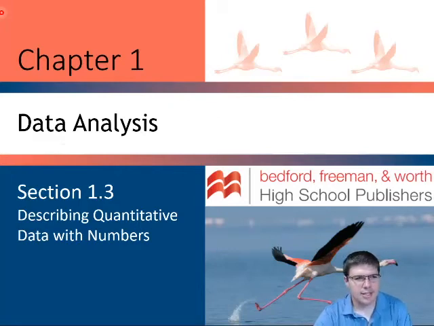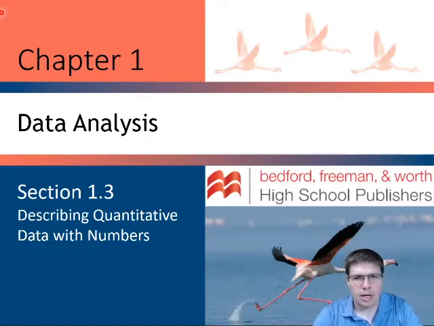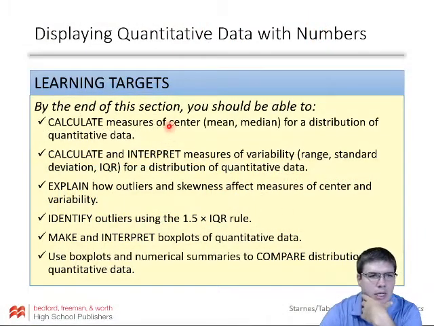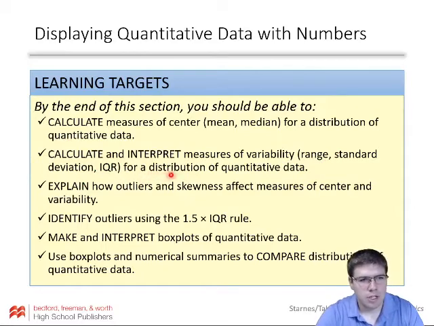Hey, AP Statistics. Today we're going to get into section 1.3, describing quantitative data with numbers. So these are our summary statistics. By the end of this section, you should be able to calculate the measures of center, mean and median, being what we're going to focus on, for a distribution of quantitative data. Calculate and interpret the measures of variability, range, standard deviation, and IQR for a distribution of quantitative data, and explain how outliers and skewness affect the measures of center and variability.